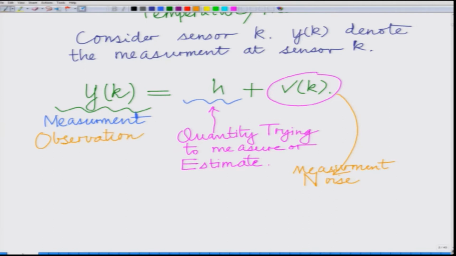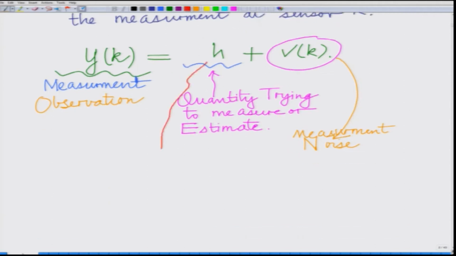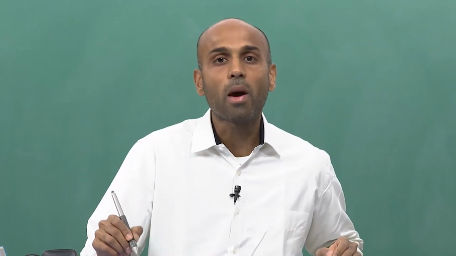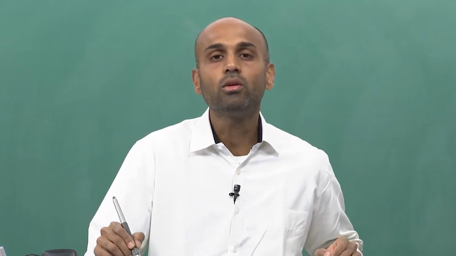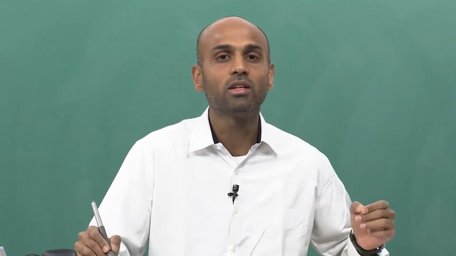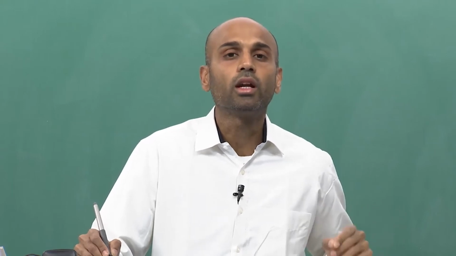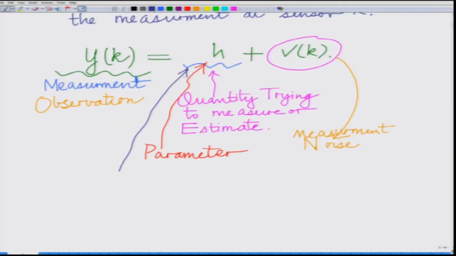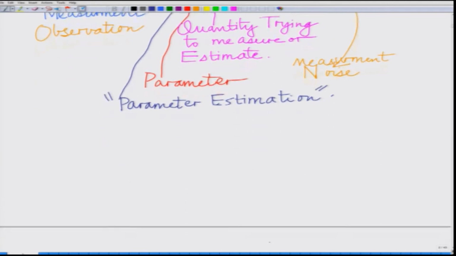Okay, this is the observation, and h is the quantity that we are trying to measure. This quantity h is also known as the parameter. Hence, the process of estimation of this parameter, such as the temperature or pressure, is also known as parameter estimation. All right, and the framework that we are going to use in this course is the Bayesian or the MMSE framework for parameter estimation, that is to reconstruct this quantity h based on these observations or measurements yk. That is the key to understand what we are doing.